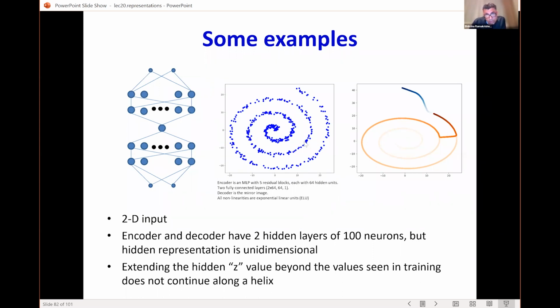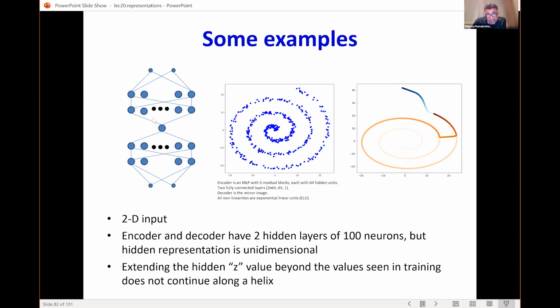There's only one principal direction of variation. So if I were to ask you where the data are, I would say the data lie on different points on a spiral. So if I were to train, in this case, an autoencoder of this kind, here we've used ELU activations, and the architecture is given over here. The hidden representation is just one variable, just a single neuron.